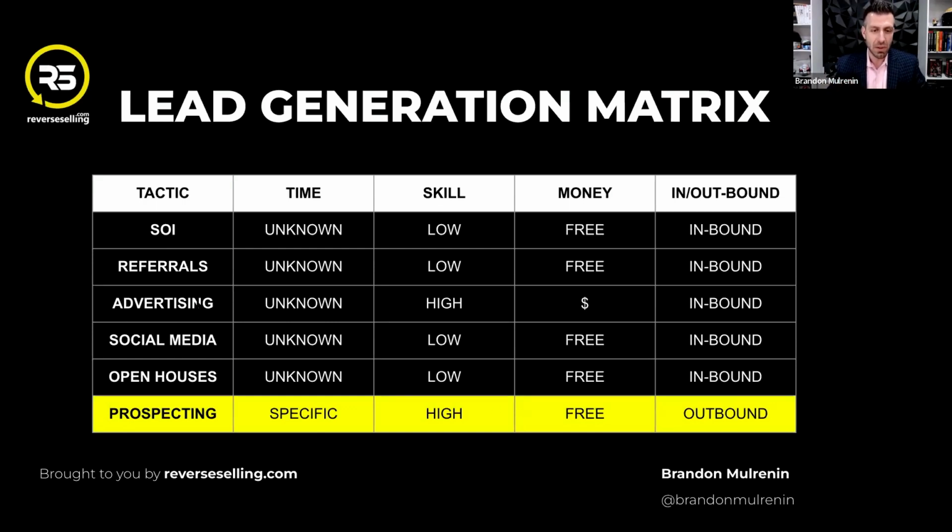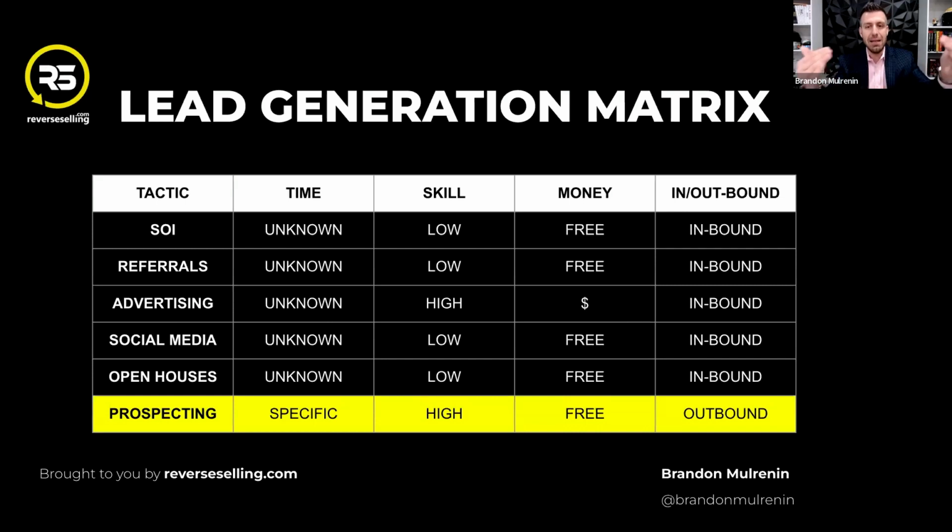Paid advertising, let's talk about it. Timelines, they're all over the place. Sometimes you can convert a lead right off the rip. And a lot of people succeed with this. And it's a great strategy. It takes high levels of skill to convert these leads into a closing, which most of you know. And it costs money to do this.